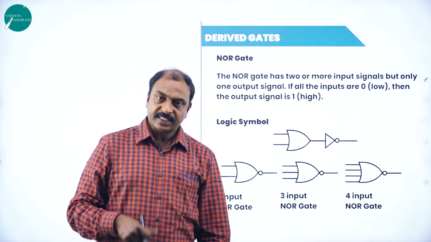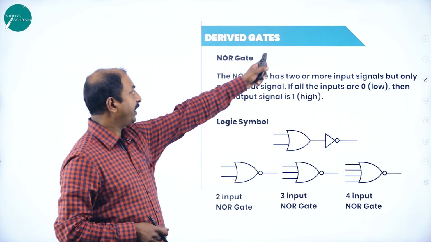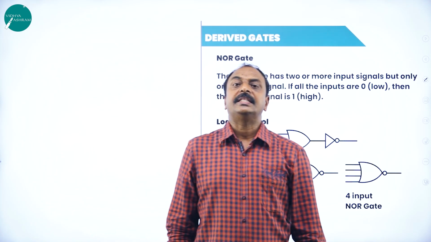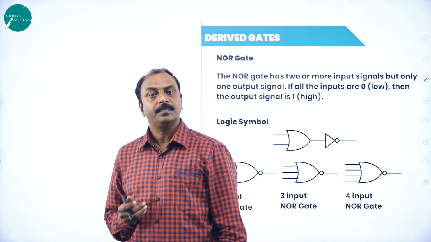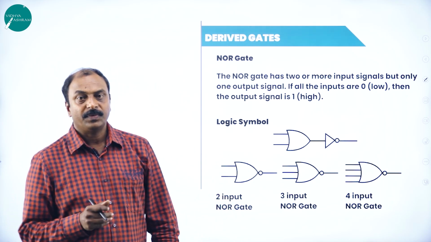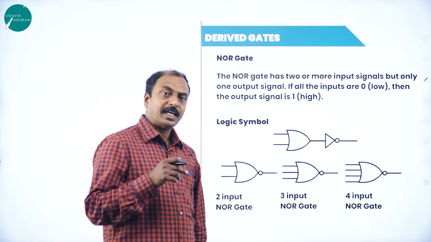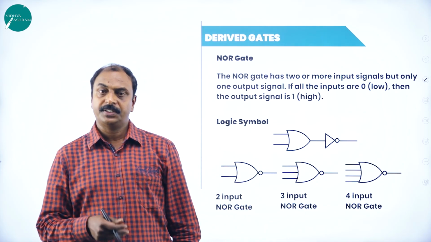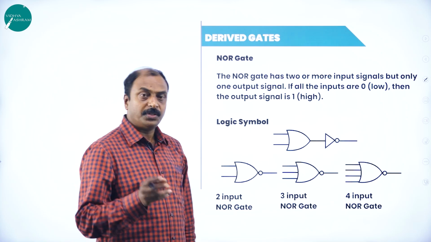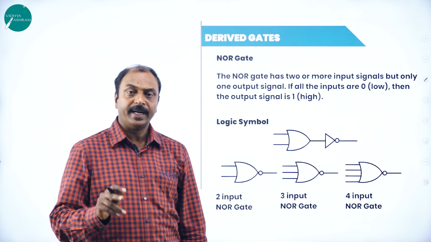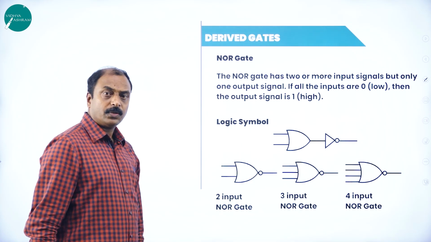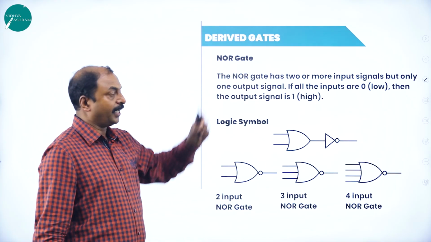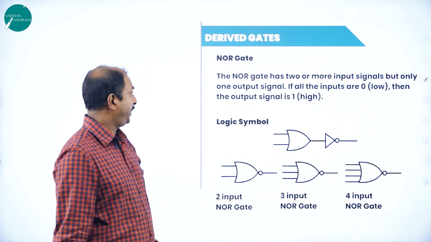Now let us move on to the next slide, that is derived gates. What are derived gates? As I told you in the definition in the beginning itself, these are the gates derived from basic gates. Means we can construct different types of logical circuits, digital circuits, by using 3 basic gates. They are AND, OR and NOT. Now let us see one of the derived gates, that is NOR gate. NOR gate is a derived gate.